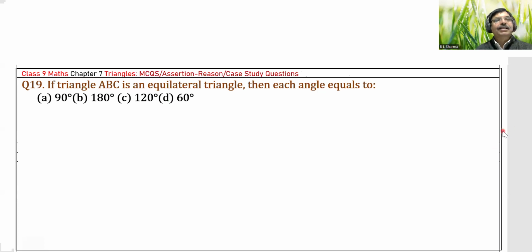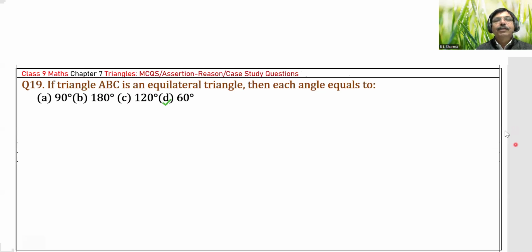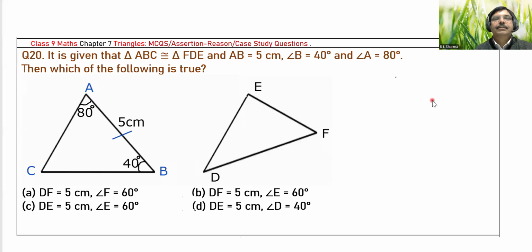I already have written the answer. You know it. If triangle ABC is an equilateral triangle, then what about each angle of an equilateral triangle? We know that each angle of an equilateral triangle is 60 degrees. I am waiting for your answer.